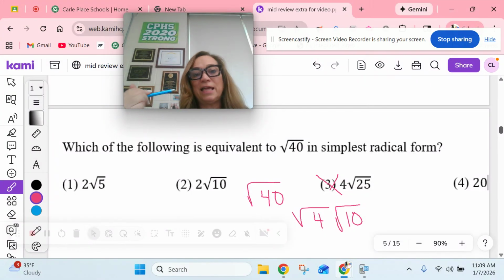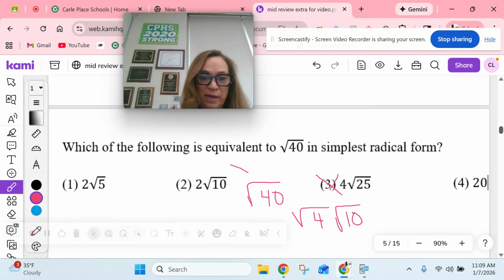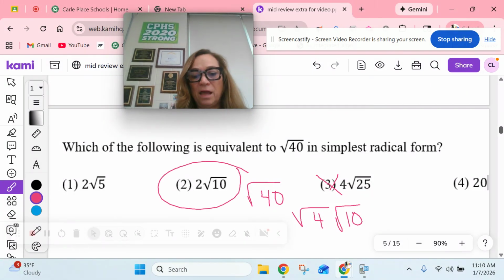The 10 just happens to be what 4 times 10 is, 40. So I do the square root of 4, which is 2, and I get 2 radical 10. You can also type these choices into the calculator and look for decimal equivalents. That's how you know you're right.